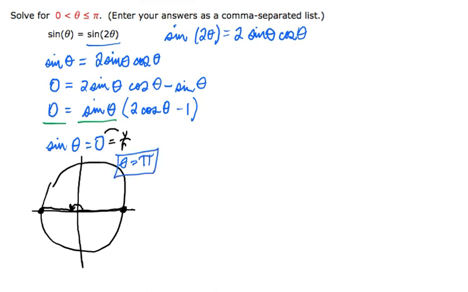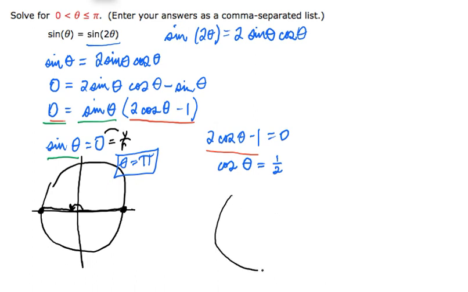And then we have this other equation over here. 2 cosine theta minus 1 equals 0. Okay, then we want to solve that equation. So let's solve it for cosine theta. Move the 1 over and divide by 2 to get cosine theta equals 1/2. And we are looking for answers between 0 and pi. So I'm only looking in the first and second quadrants.